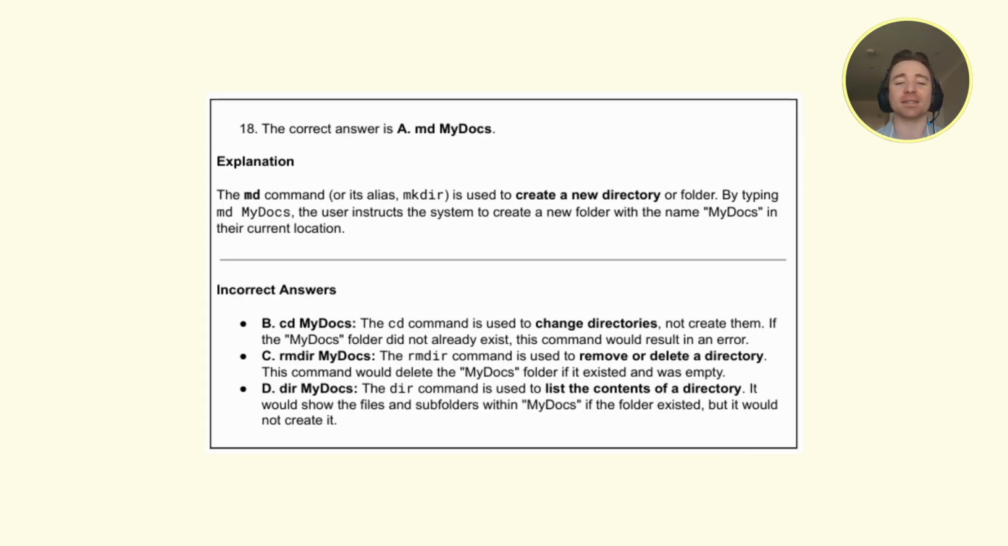Here we go. It is A, md mydocs. All right, if you want to create a new directory, you can use the md command and then type in the name of the folder that you want to create. All right, hopefully we know that. cd would change directory, rmdir would remove it, and dir would just list the directories, the folders and files that are in that current directory.